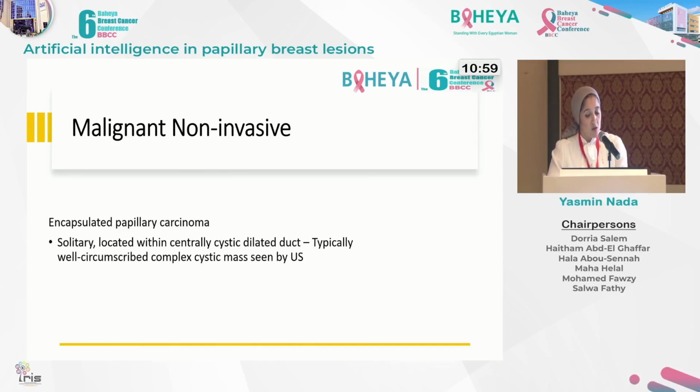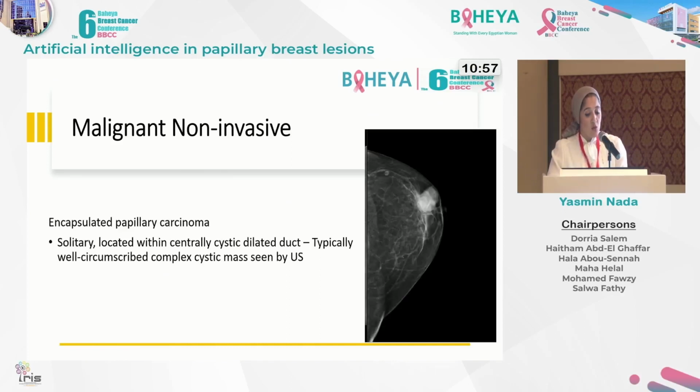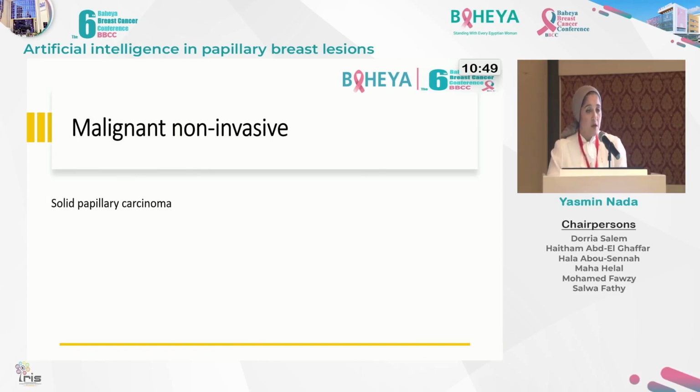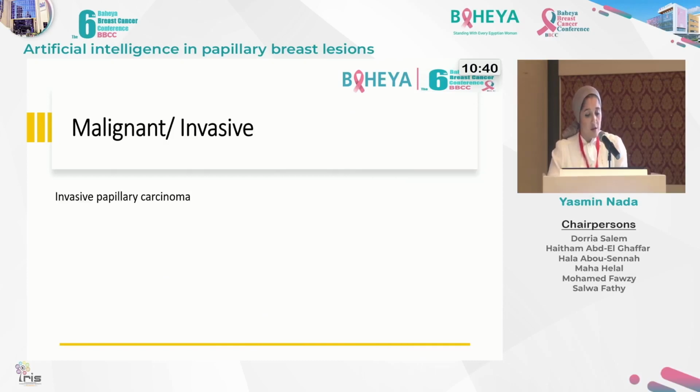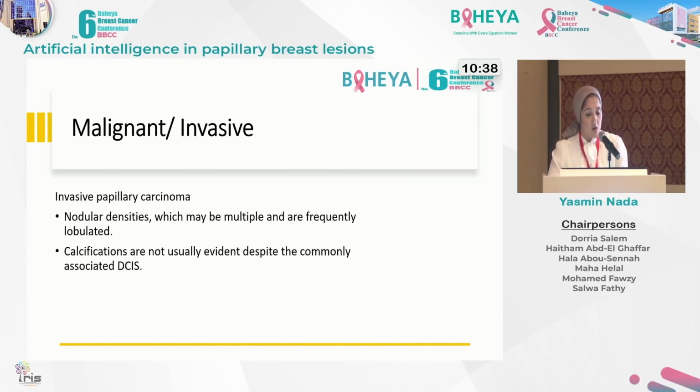Encapsulated papillary carcinoma is solitarily located within a centrally situated dilated duct, typically a well-circumscribed, complex cystic mass seen by ultrasound. Solid papillary carcinoma is 95% unilateral, typically solid, central nodules, often multinodular, involving the peripheral areas. Invasive papillary carcinoma are nodular densities, which may be multiple and are frequently lobulated. Calcification is not usually evident despite the commonly associated DCIS.